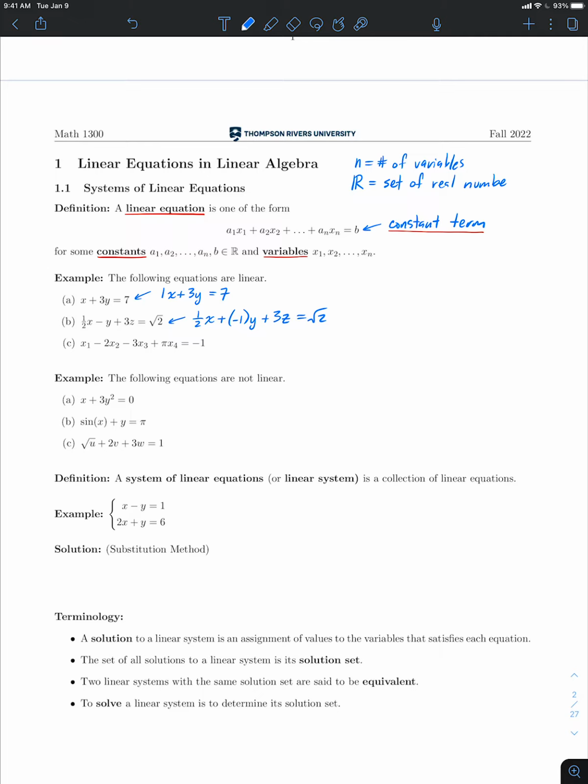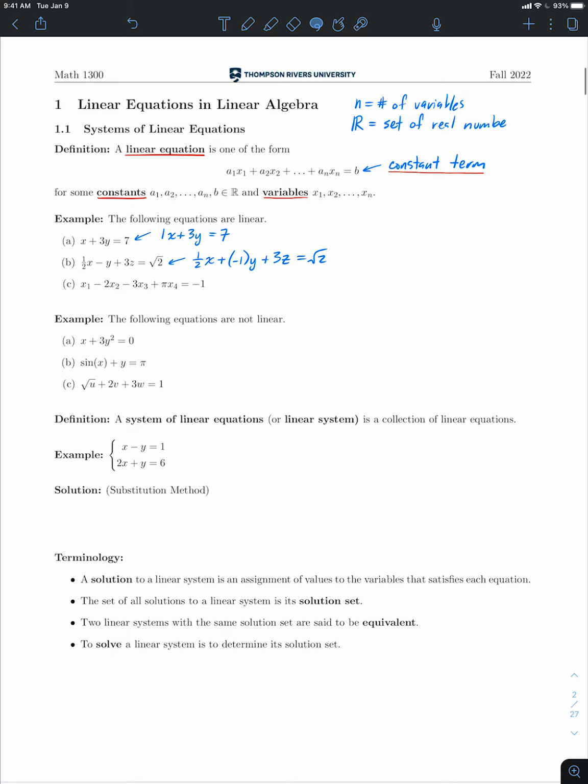Okay, so now let's take a look at a few examples of equations that actually fail to be linear equations. So here's an example right here. We've got x plus 3y squared is equal to 0. That's certainly an equation in the variables x and y, but it's not a linear equation. And the reason is simply because the variable y has an exponent of 2 on it, and that's just not allowed.